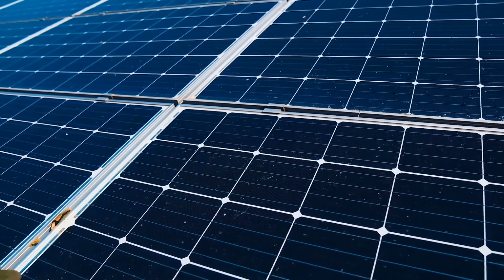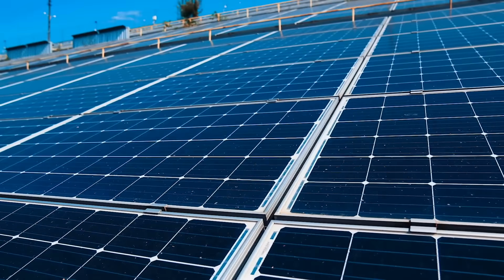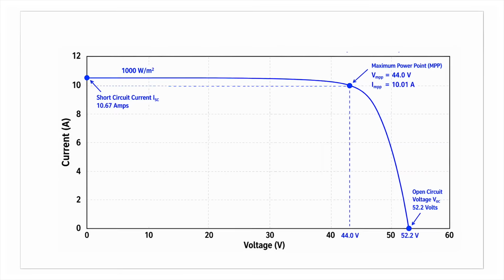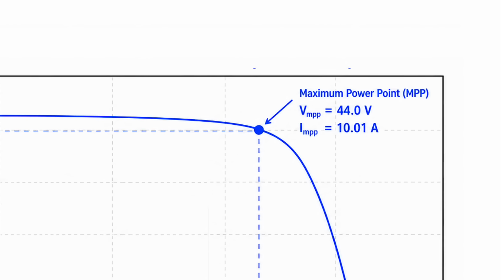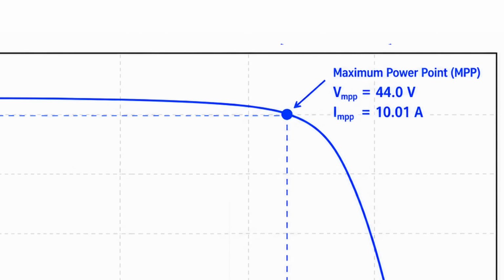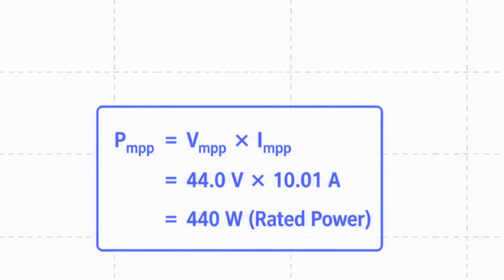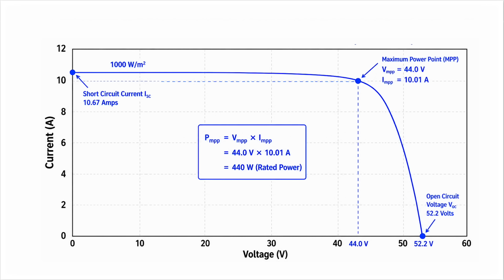So ISC and VOC, those are the extremes, but neither of them is where useful power happens. The real sweet spot sits in the middle. Right on the bend of the curve, the knee, that's your maximum power point. Defined by VMPP, voltage at maximum power, and IMPP, current at maximum power. Multiply VMPP by IMPP and you get the panel's rated power output, the number printed on the nameplate. That headline figure lives right on that knee.